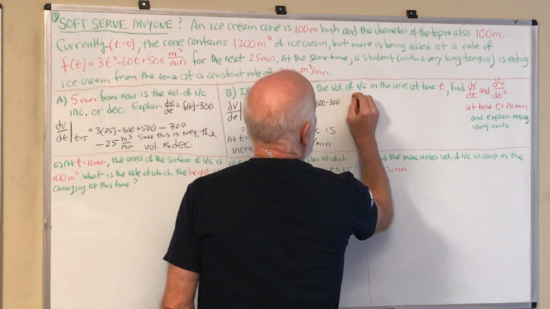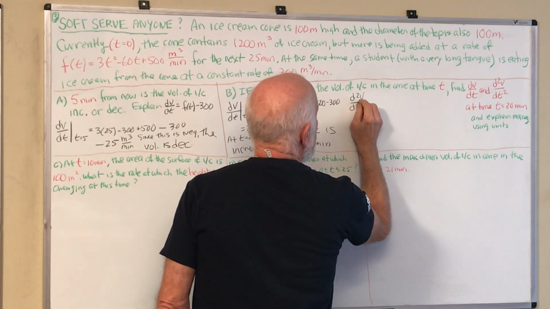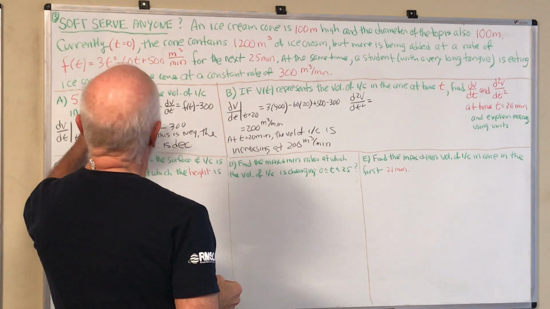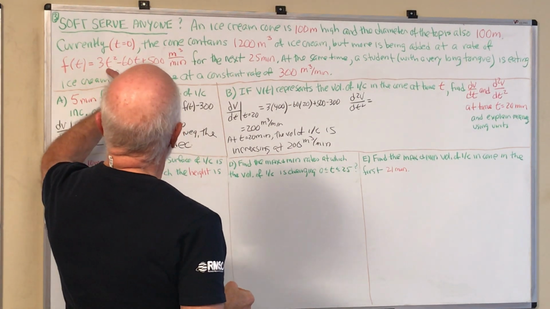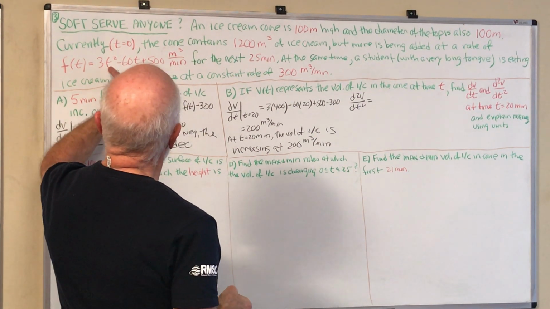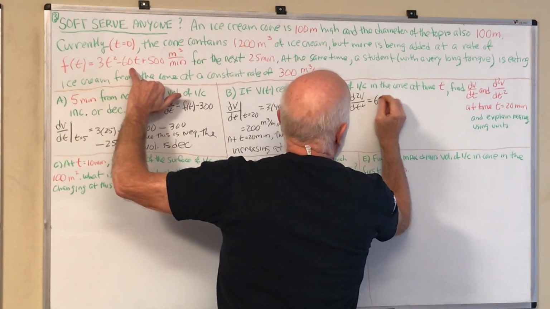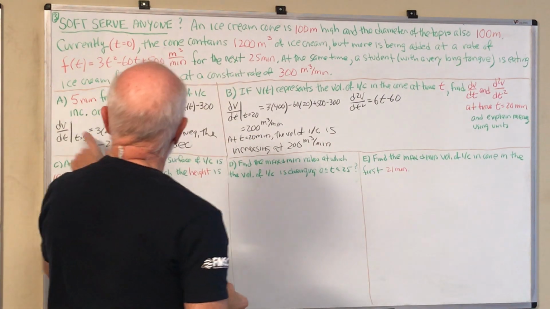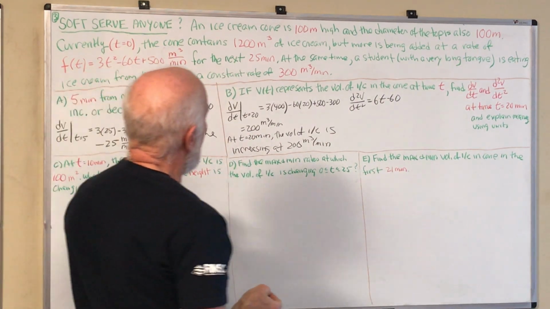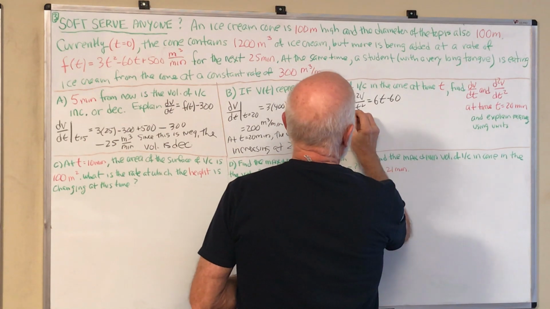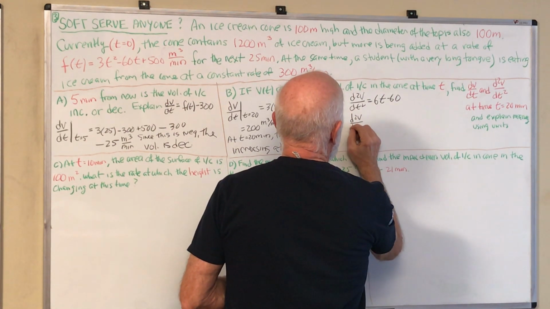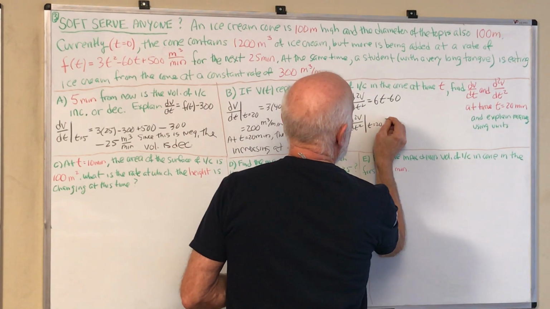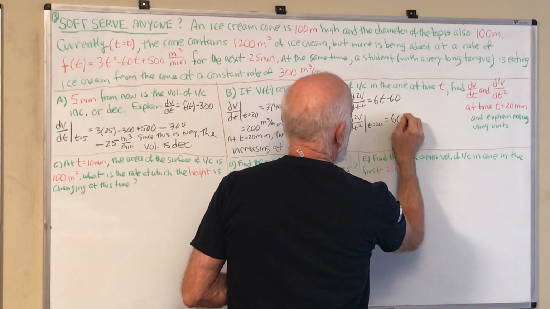Now, d squared V over dt squared is taking the derivative of V of t. So it's 6t minus 60. So the 300 goes away. So d squared V over dt squared at t equals 20 equals 60.